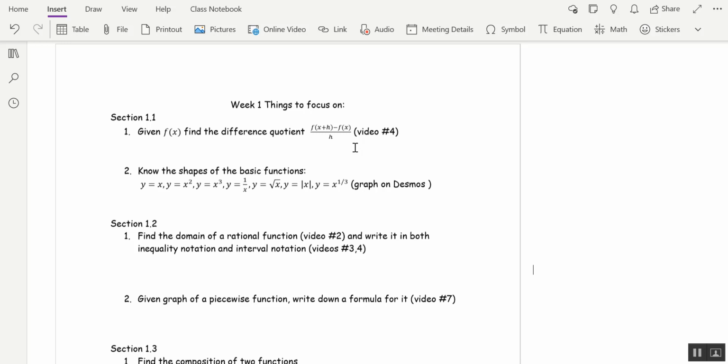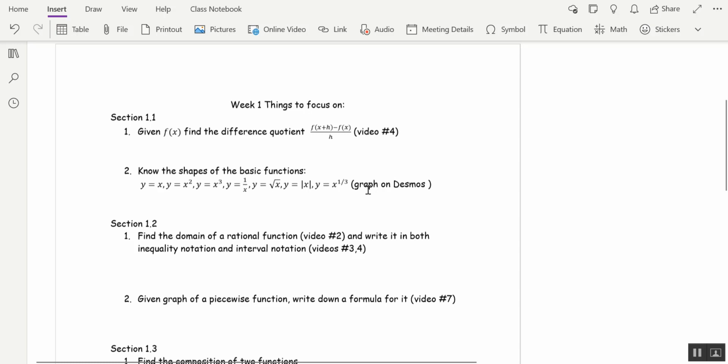And then know the basic shapes of the functions y equals x, that's linear, quadratic, y equals x squared, y equals x cubed. You can read those. I don't have to read them all for you. But these are the building block functions that we'll be working with this semester. And so you need to know how to graph those so that you can graph harder functions.